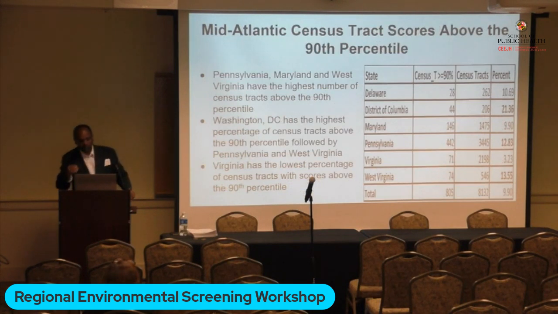What about if I see only the top 10 percent from each state? As you can see, the highest in number is still Pennsylvania, Maryland, and West Virginia. But in terms of percent, Washington, D.C. has the highest percentage of census tracts above the 90 percentile. So Washington, D.C. is also highly affected, followed by West Virginia.